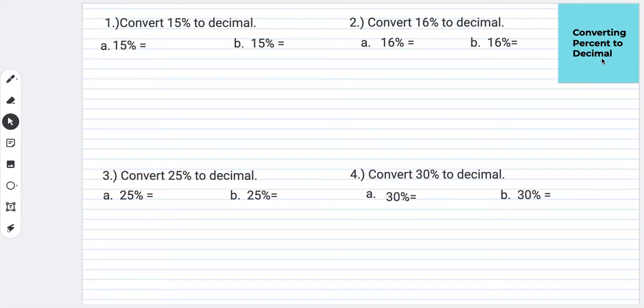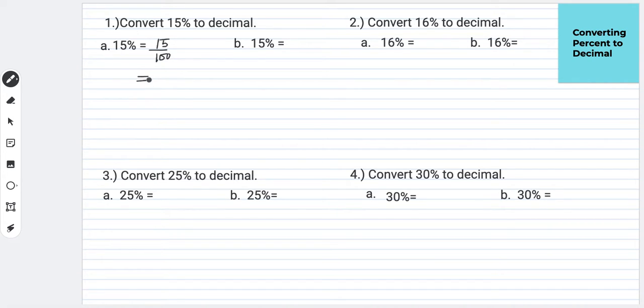Converting percent to decimal. How to convert percent to decimal? So we have to apply two methods here of converting percent to decimal. First, we have to do this one. 15 divided by 100 and drop the percent sign.